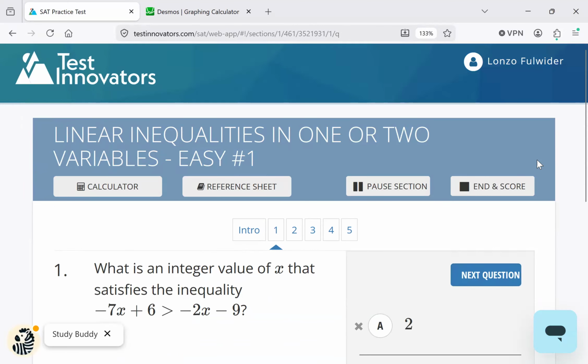On the new digital SAT, you may use the Desmos graphing calculator. So that's why I have it up on my browser, just in case.